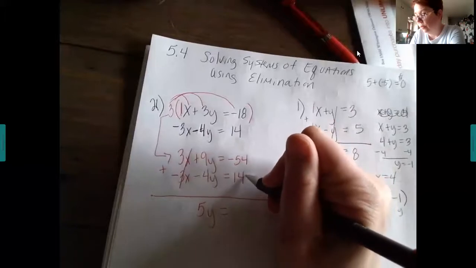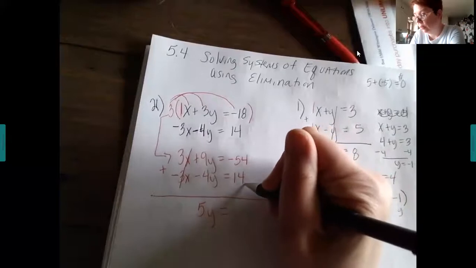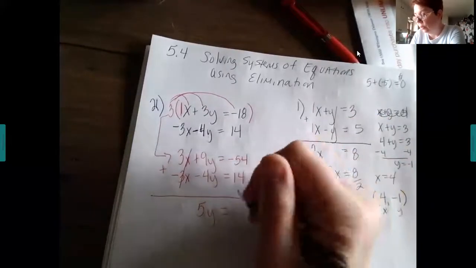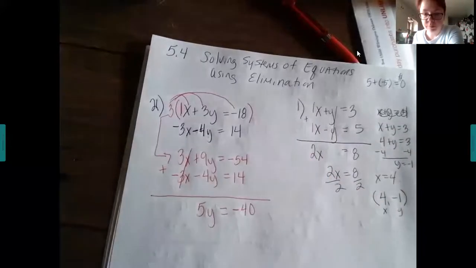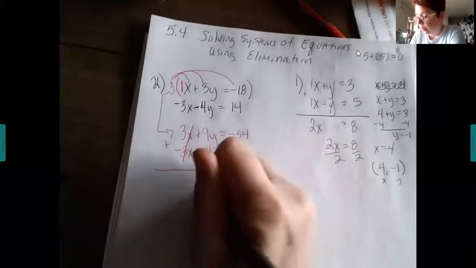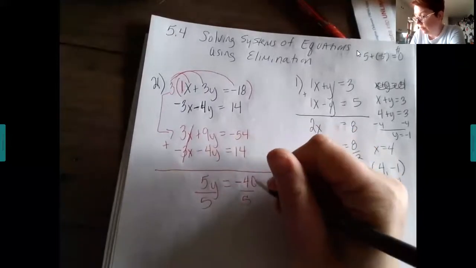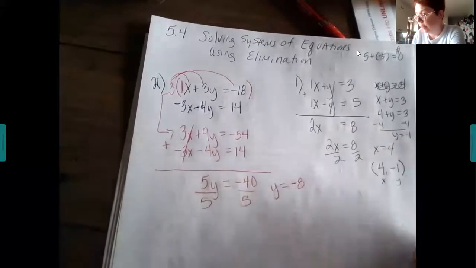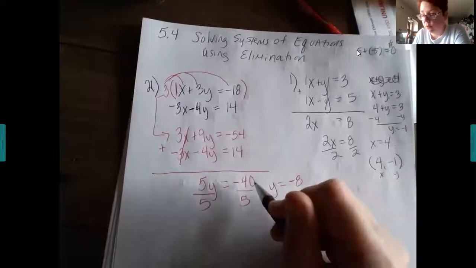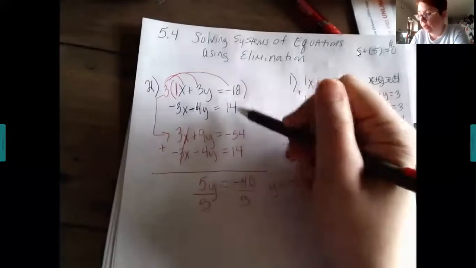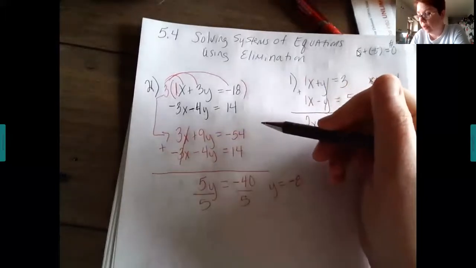And you come back 14. So if you owed someone $54 and you paid them $14, then you are only down $40. So now I'm going to solve for y. And negative 40 divided by 5 should be a negative 8. So I know what y is in this case. I don't know what x is. So I'm going to pick an equation and put this value in for y and solve it out.